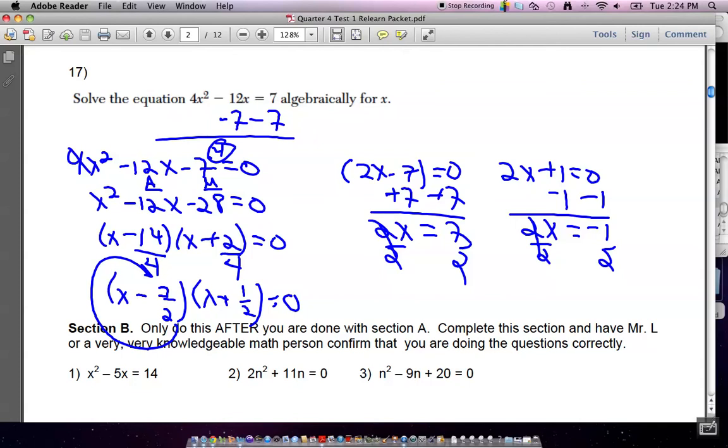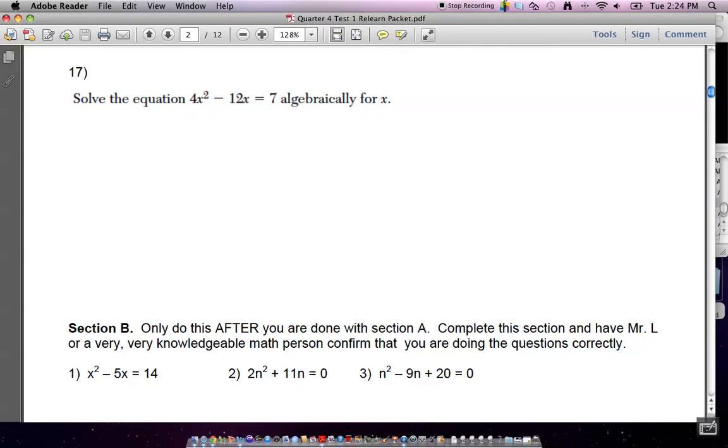So that's the first section of the test. All done. Practice it, learn it, come in to help. Let's get this factoring done and mastered before the end of the year.